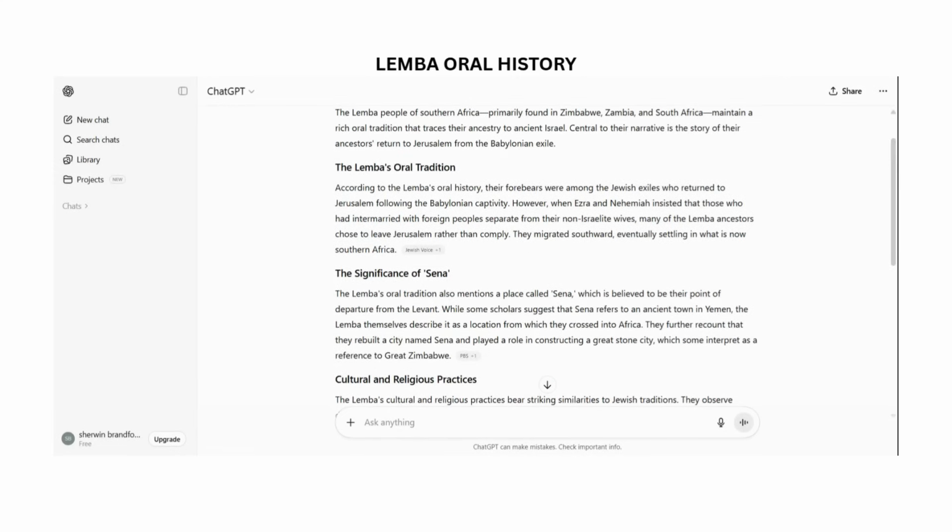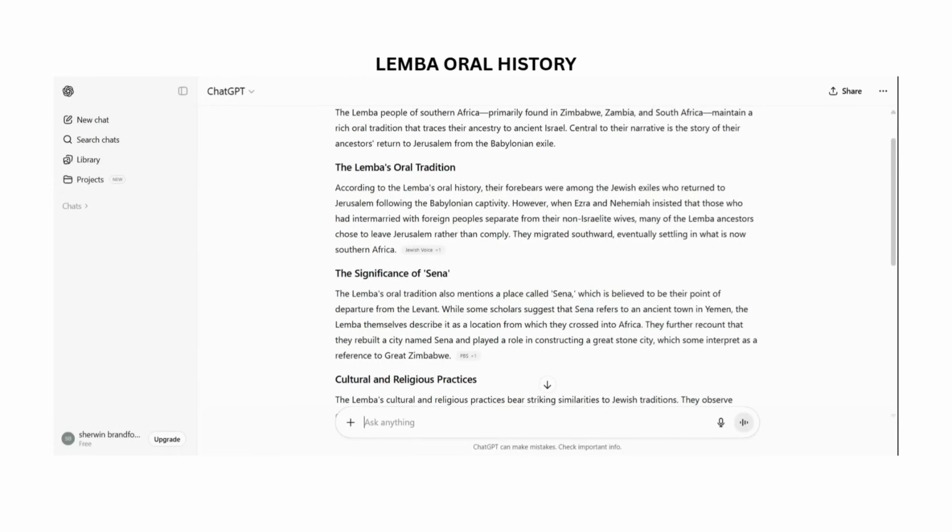So, according to Lemba's oral history, their forebears were among the Jewish exiles who returned to Jerusalem following the Babylonian captivity. However, when Ezra and Nehemiah insisted that those who had intermarried with foreign peoples separate from their non-Israelite spouses, this says wives, but it was also husbands, depending if you use Google or ChatGPT, wives or husbands. But in the case of the Lemba, it was both. Their oral history referenced both. So both the males married foreign females and females married foreign males.